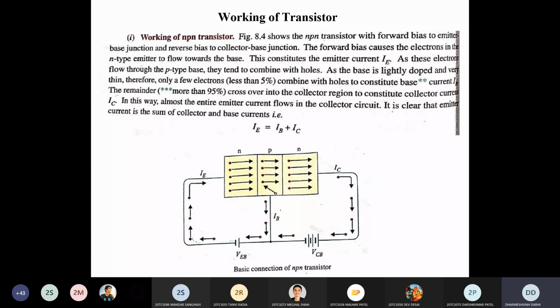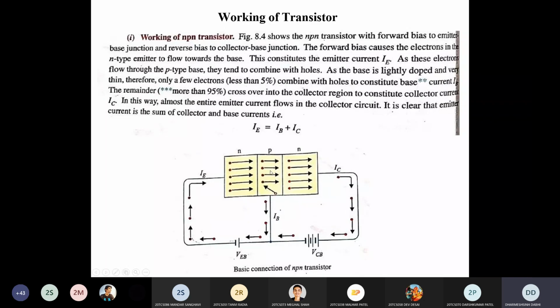Now, how is it working? As we see, this is an NPN transistor, with the emitter base junction forward biased and this junction reverse biased. Clear? So the forward biased junction means what? The electrons from this end region, from the N type emitter, flow towards the base. In this direction. So this is the direction of flow of electrons. Clear? And they tend to combine with the holes, because the P type layer contains what? Holes.